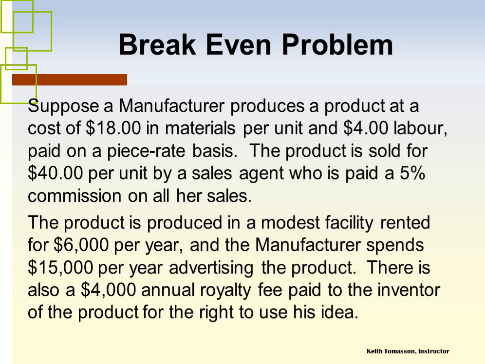So this is one of those examples of a committed cost. We've got an advertising contract which costs us $15,000 per year. There's also a $4,000 annual royalty fee that must be paid to the inventor of the product for the right to use his idea.